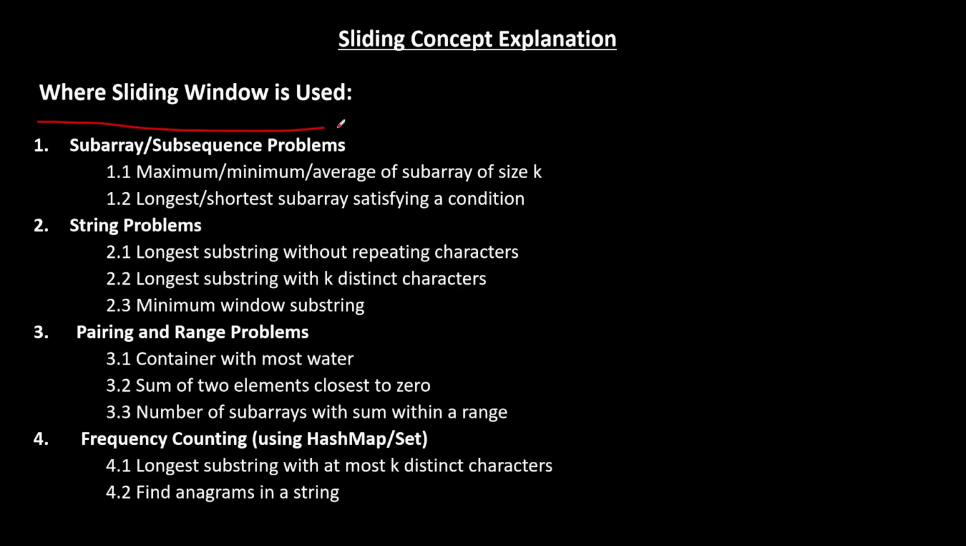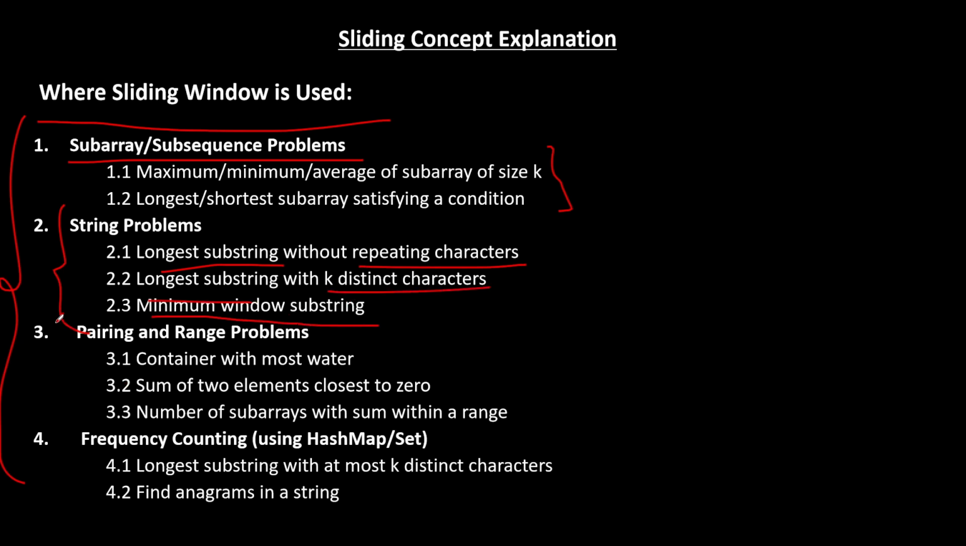Now, where sliding window is used. In a nutshell, you see it in subarray subsequence problems like maximum, minimum, average of size k, longest, shortest subarray satisfying a condition. In string problems, longest substring without repeating characters, longest substring with k distinct characters, and minimum window substring. Now, pairing and range problems also. Container with most water, sum of two elements closest to zero, number of subarrays with sum within a range. Now, frequency counting using set or hash map. Longest substring with k distinct characters, find anagrams in a string.